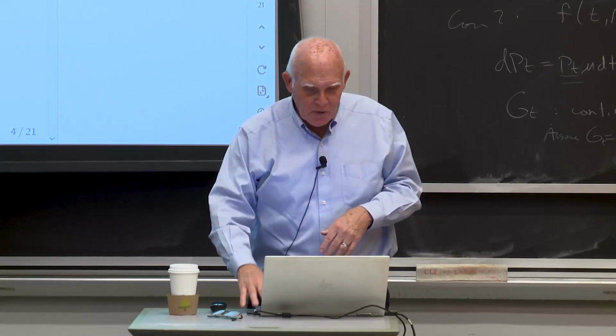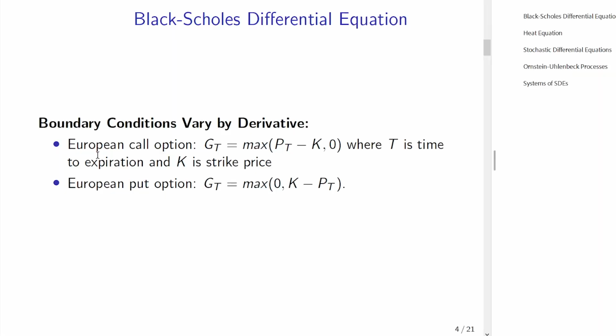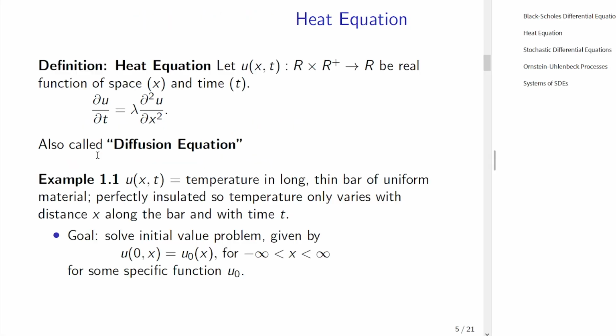Great. Okay. So what's important with this Black-Scholes partial differential equation is that there are different boundary conditions that vary by the derivative that we are working with. With call options, we have the final value at time capital T, the maturity of the option, given by the hockey stick function of S_T minus K if that's greater than 0, or 0. And similarly for the put option, it has this terminal value.